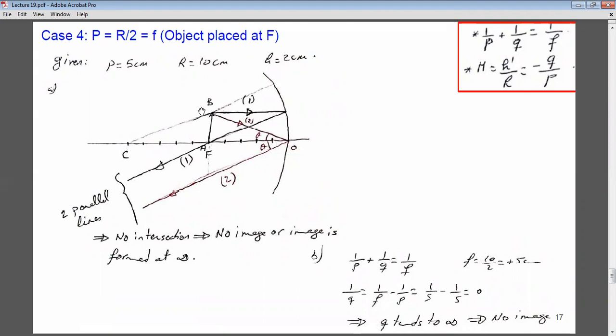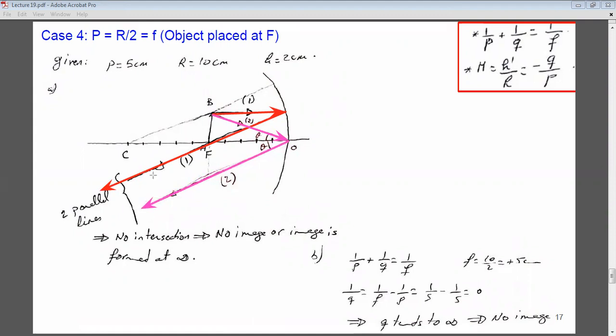Now I want to draw the rays. The first ray I will draw parallel to the optical axis. It will be reflected passing through F. Here I cannot draw one passing through F because it is above F. So I have to choose another type of ray. I will choose a ray incident on the mirror. It will be reflected by the same angle theta.